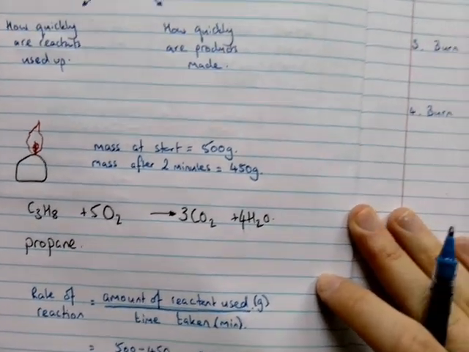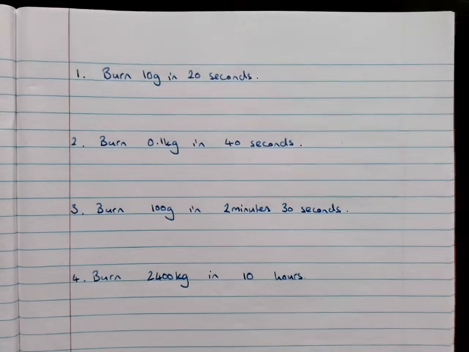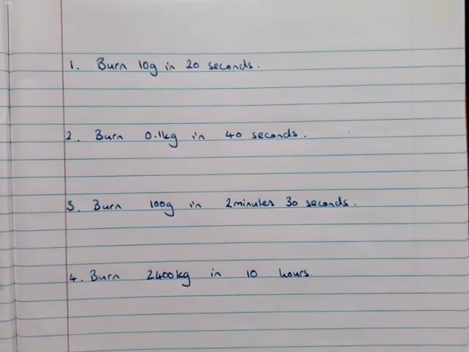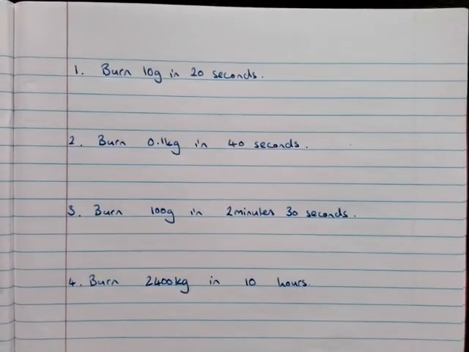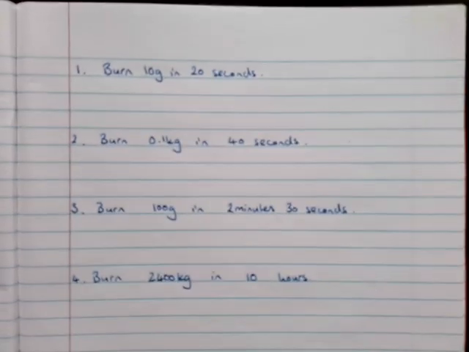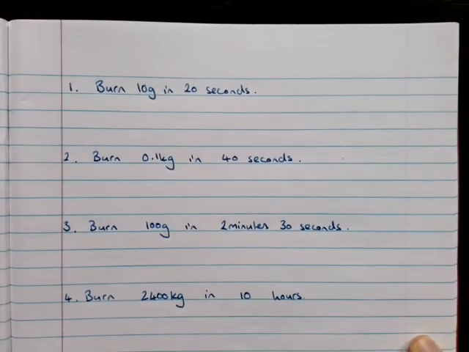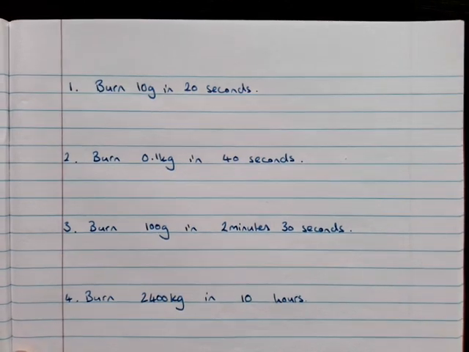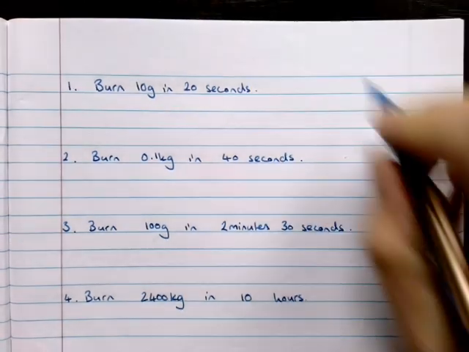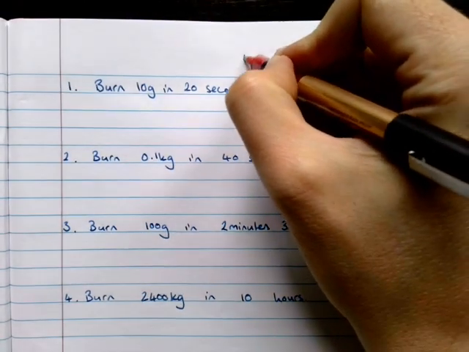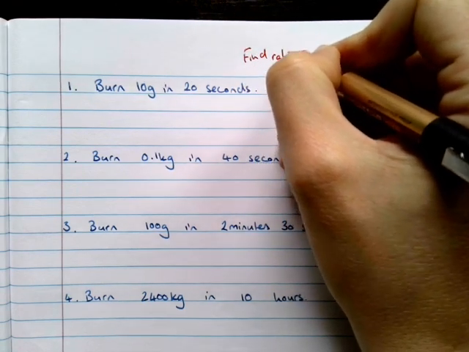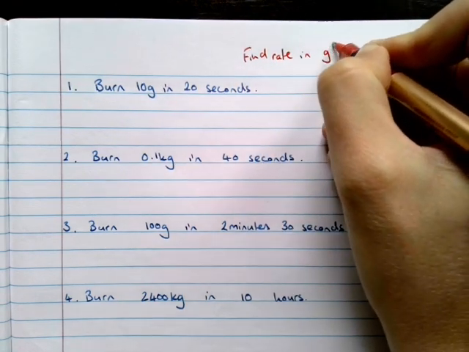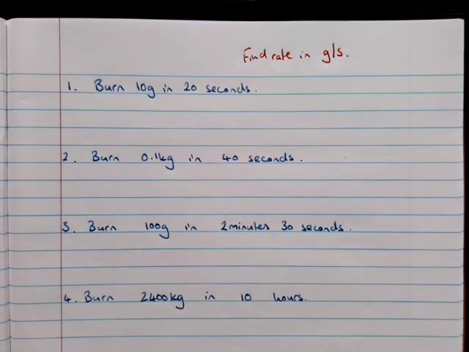I'd just like you now to have a practice at doing that calculation. The most complicated part of this calculation is going to be making sure you get the units right. For each of these questions, we're burning propane, C3H8, and I want you to find the rate in grams per second. So how much propane is used up in grams per second. Pause the video and have a go at these questions.